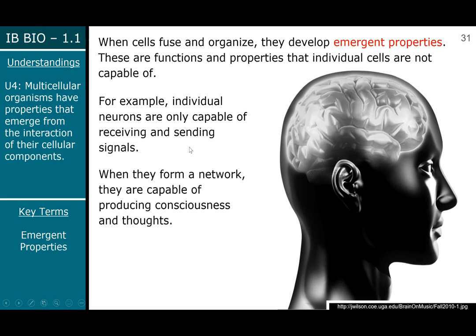So if you think about a neuron, a neuron is only capable of sending and receiving signals, but when you put them together, they form a network that's capable of producing consciousness and thoughts. And that's pretty astounding. Take one little dendrite on its own and it can't really do much. But when you have an organized system, you can produce something as complicated as consciousness.